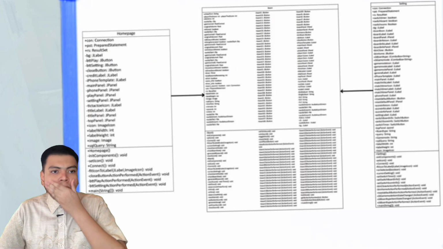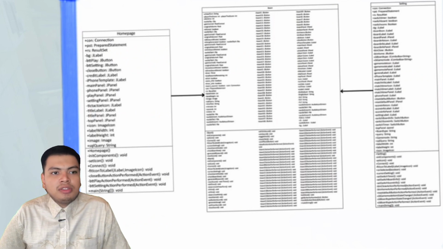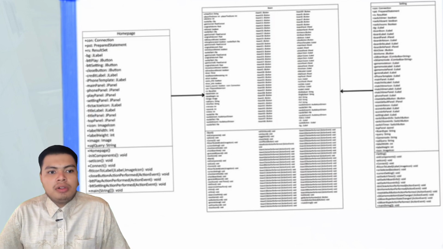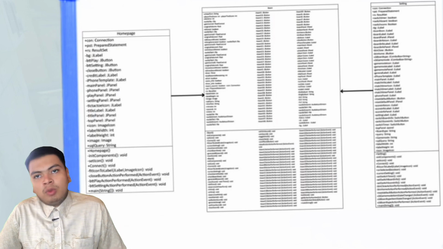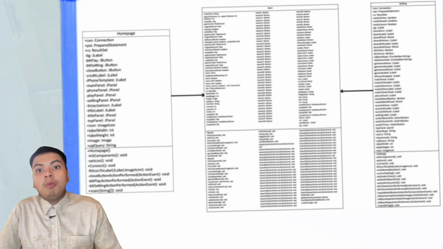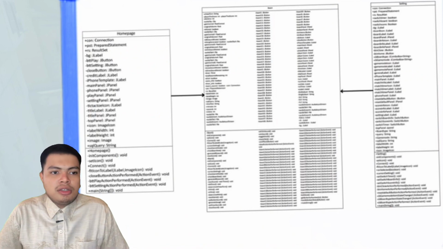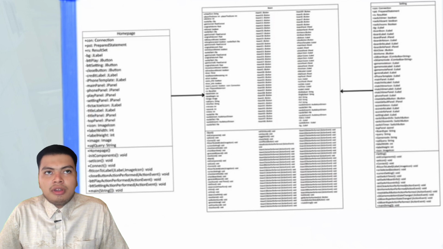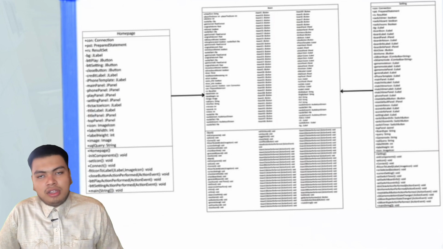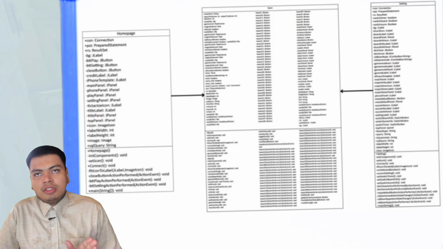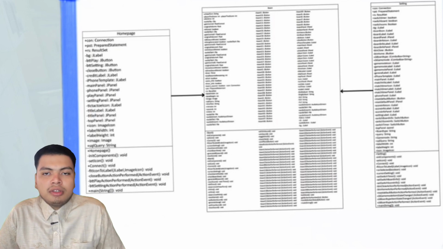So in the homepage class, as we can see, there is a database button and a JLabel to click the button, and it will navigate to the setting or play or board class. For the board, there is the single player mode, to play against the computer, and multiplayer mode, where we can play with our friends.